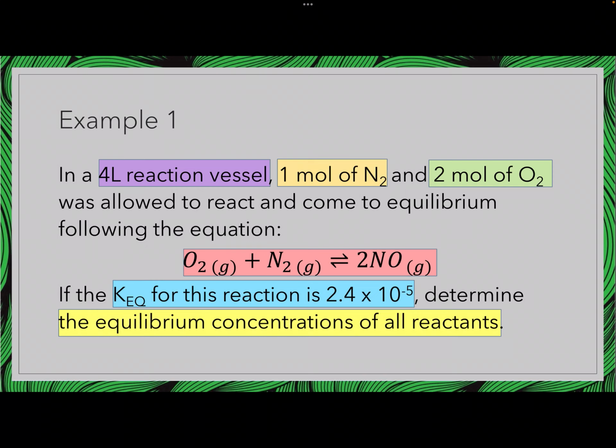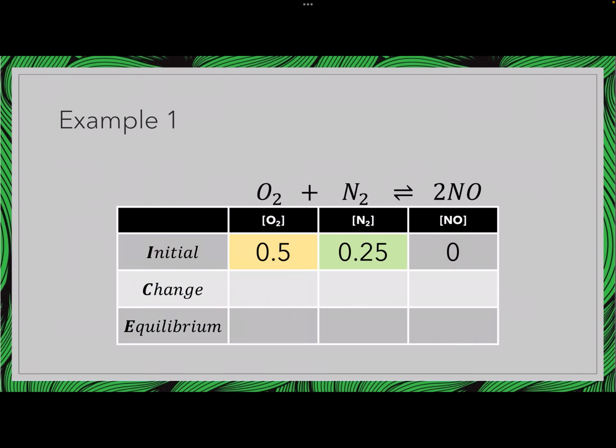So we take the information that we've got and we put it into an ice table. So remember, it was 1 mole in 4 liters, so 1 mole of nitrogen in a 4-liter vessel, so we get 0.25 moles per liter of nitrogen. And we had 2 moles in 4 liters for oxygen. So that's why we got a concentration of 0.5.